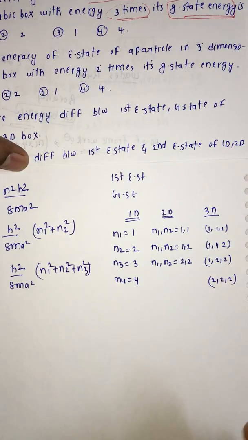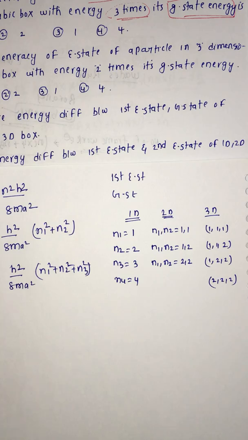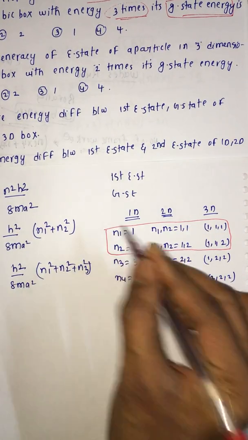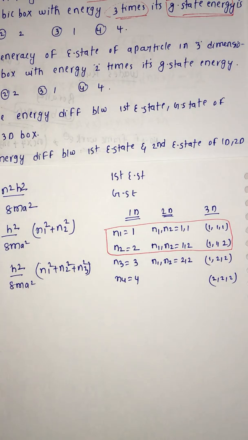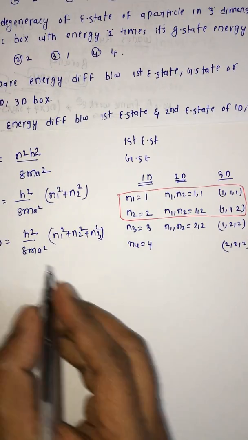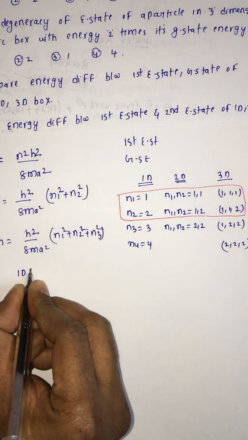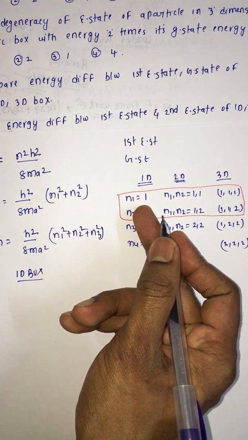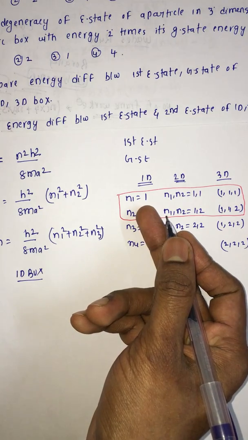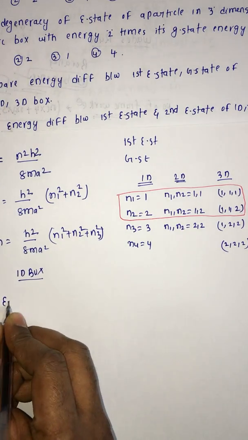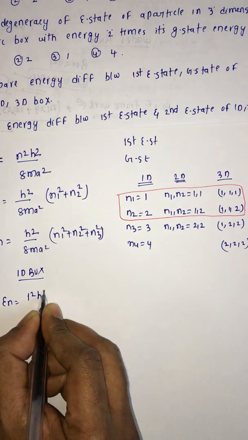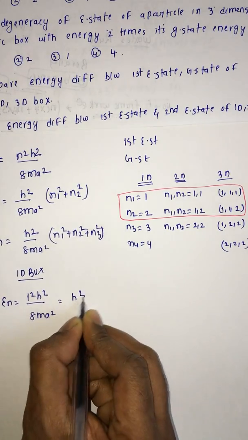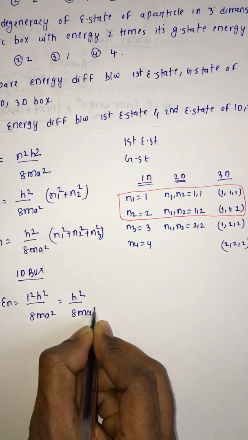Okay, so now we have to identify the energy difference of these terms. First we will take the 1D box. Here the ground state has n equal to 1. That means E_n = 1² h² by 8ma², which equals h² by 8ma².